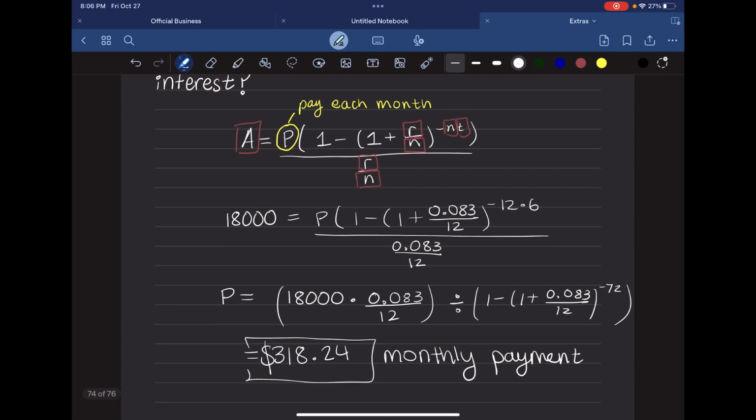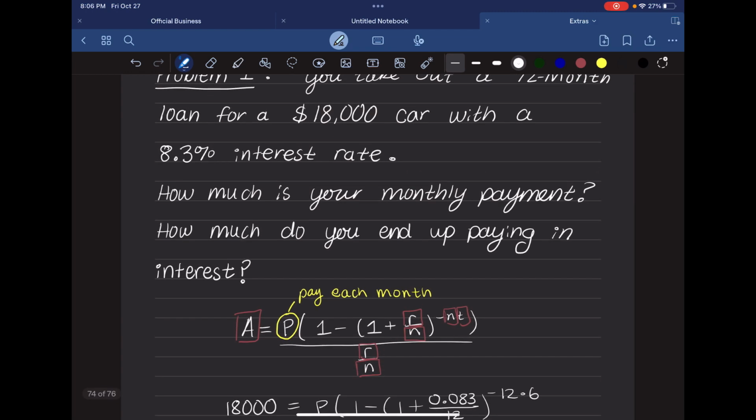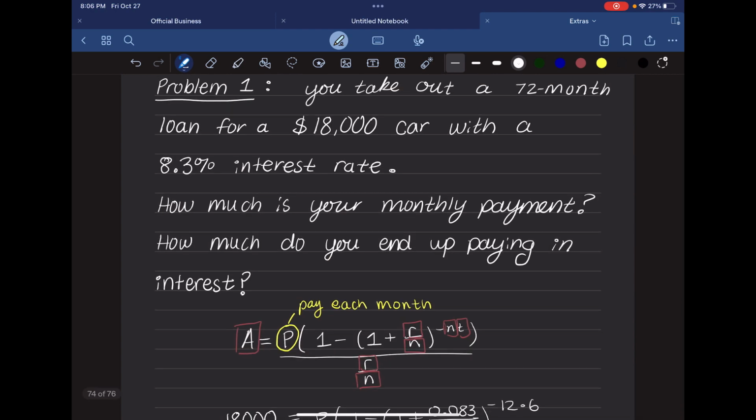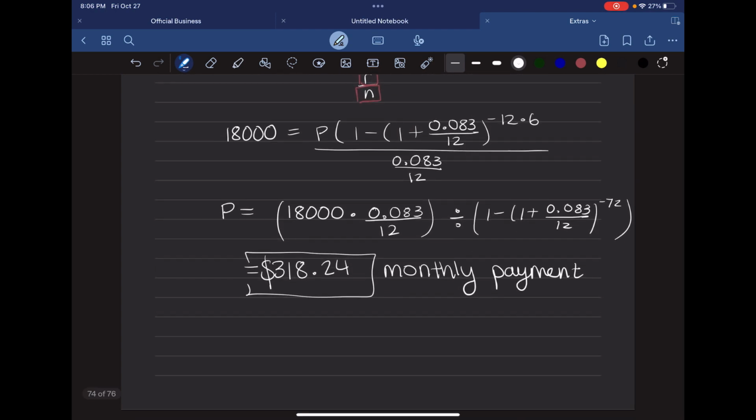And so that answers the first part of this question. The second part is how much do we end up paying in interest, right? So currently we know how much the car was originally, so how much we financed, and then we know our monthly payment. So if we figure out how much we paid in total and subtract off what the original amount of the car was, the remaining balance is going to be all of the interest that we were accruing over those 72 months.